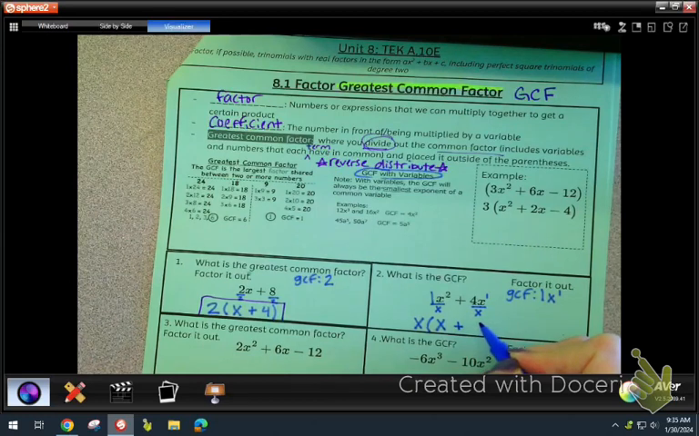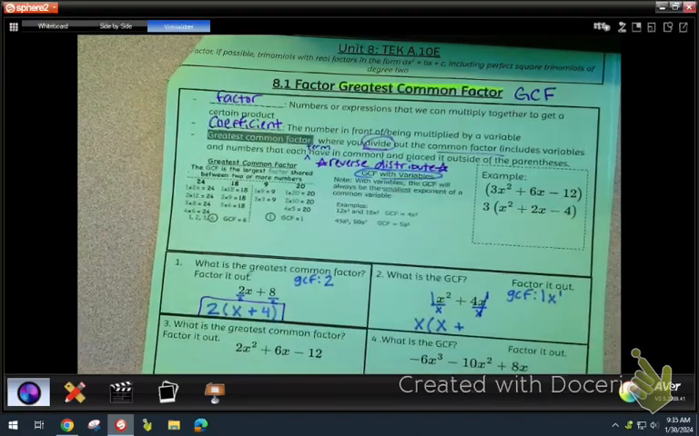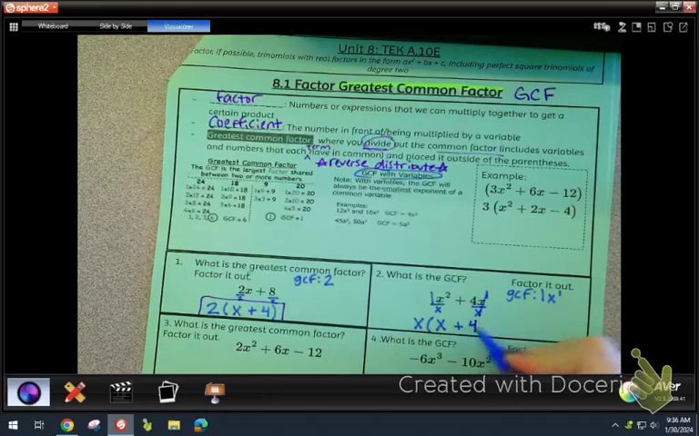No one. Why no one? It's a tie. Because it's 1X on the top and 1X on the bottom. Now, you have to account for the 4. So when the X's drop out, they become 1. And you have 4 times 1, which is 4.